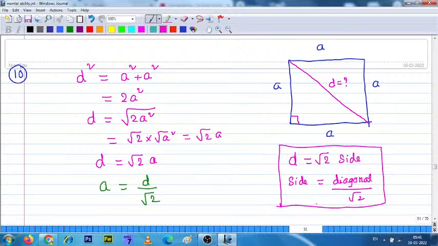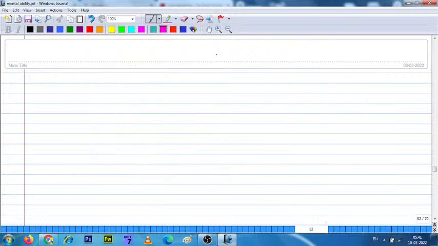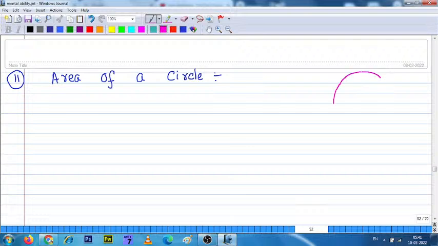Next, let us move to the 11th one. Area of a circle. So how to find out the area of the circle? Circle means వృత్తం. వృత్తం యొక్క వైశాల్యం ఎలా కనుక్కోవాలి మనం? So let's have a discussion about that now. So for example, this is the circle.